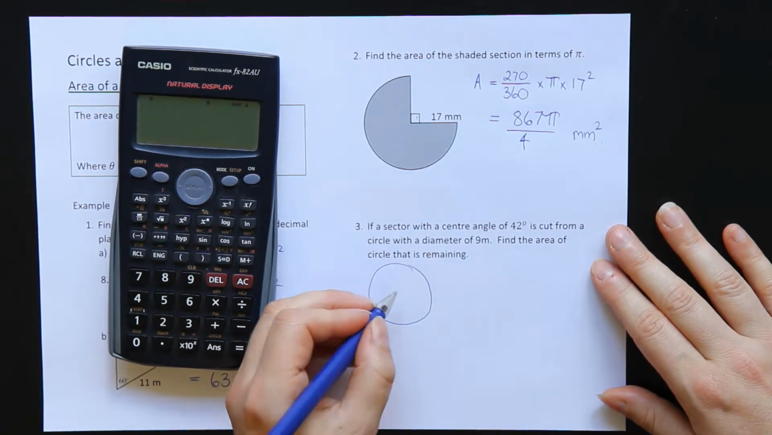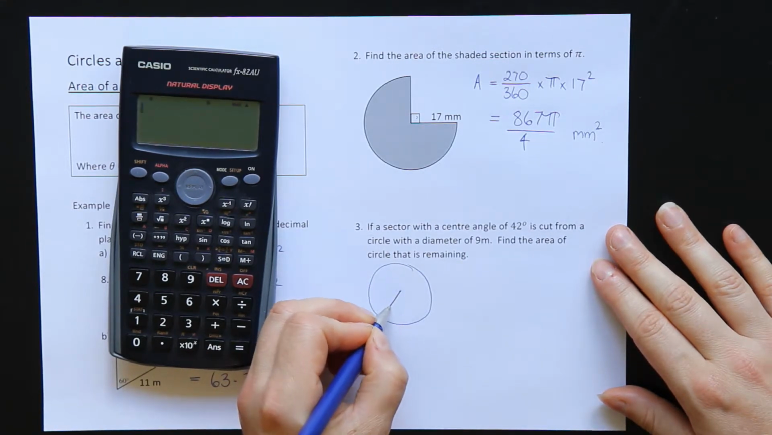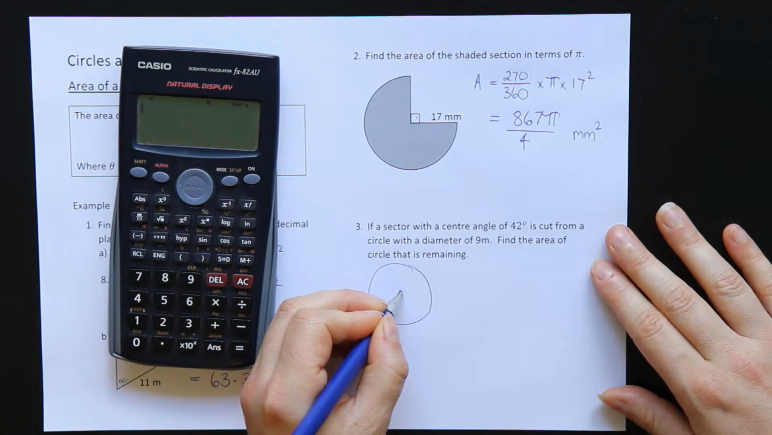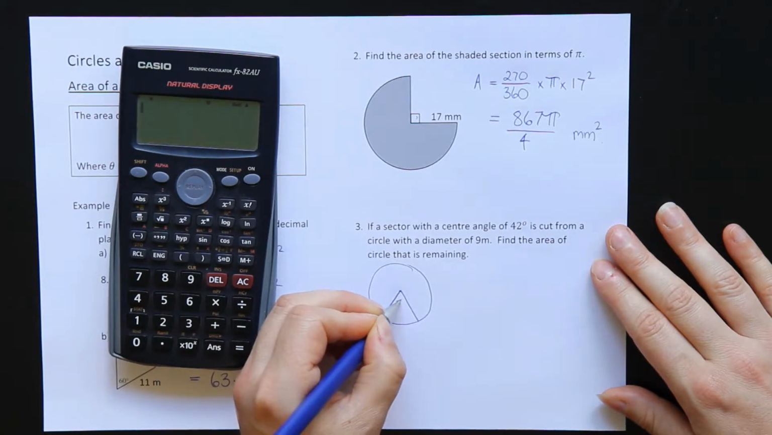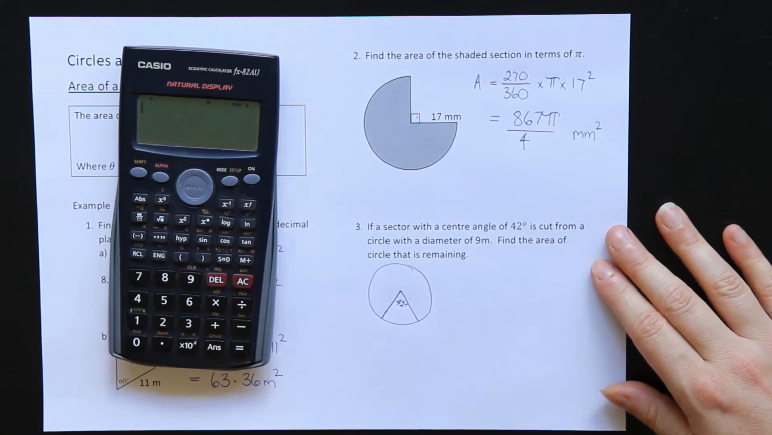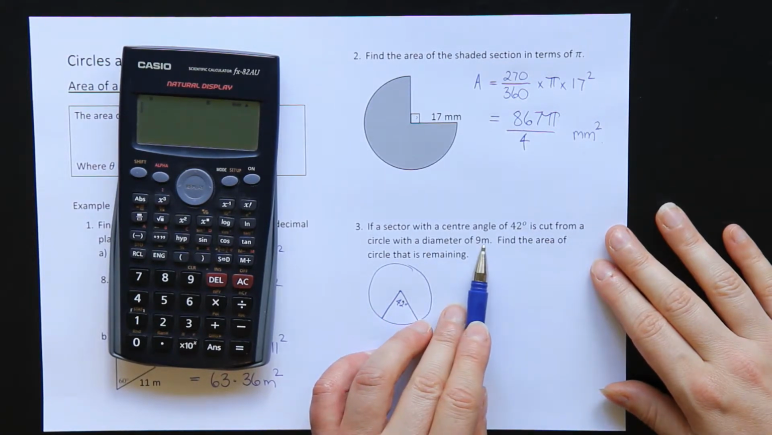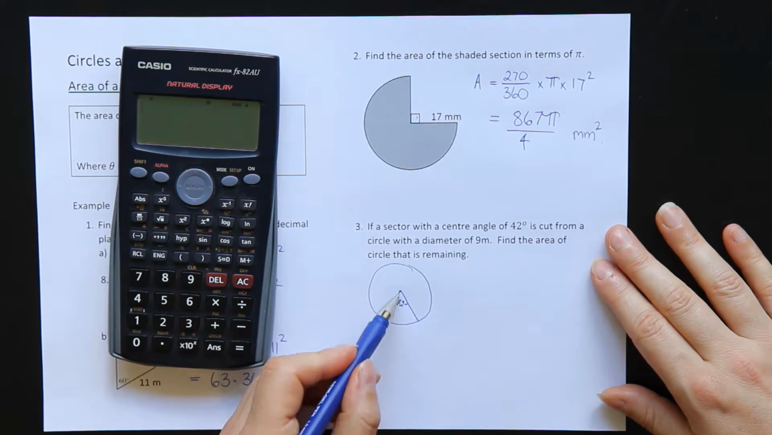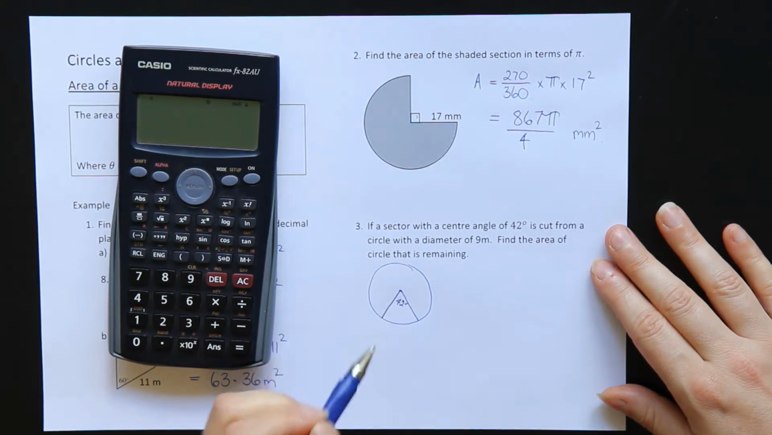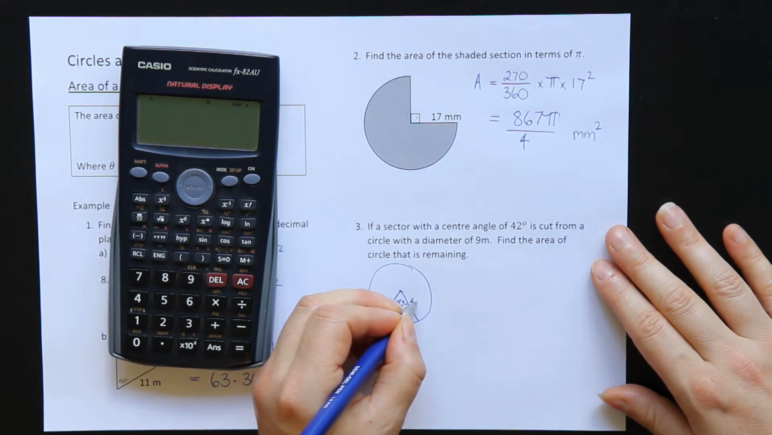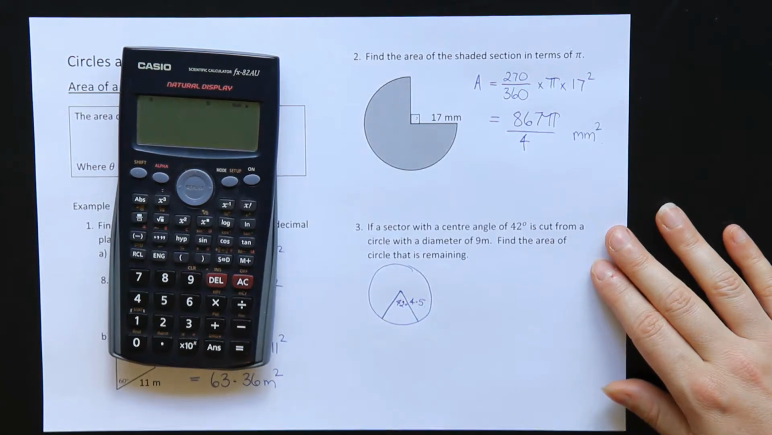I have an angle of 42 degrees in the middle. So just roughly drawing a little sketch here. Let's go about there. That's 42 degrees. It says that my diameter is 9 meters. That's a bit of a trick, isn't it? So these are actually the radius that I've drawn here. So let's put down 4.5 for the radius.